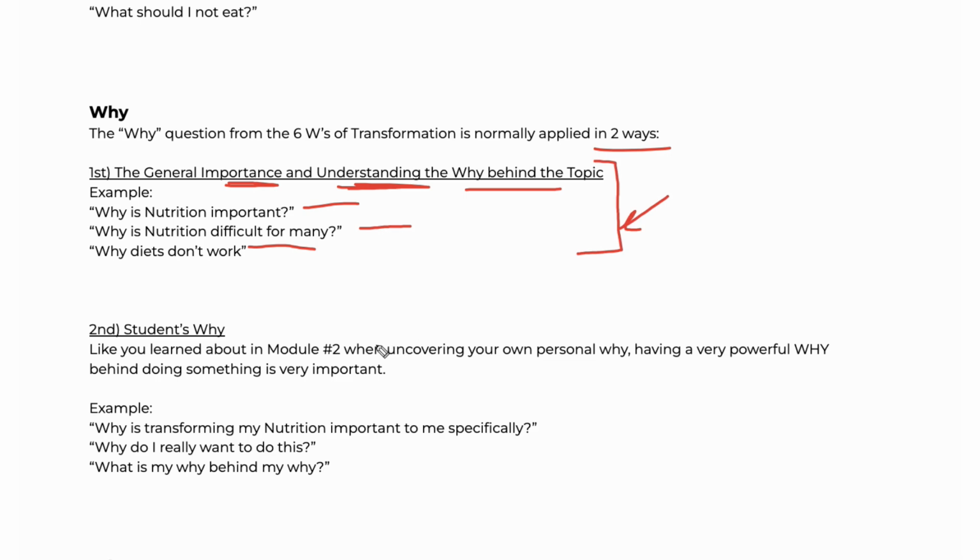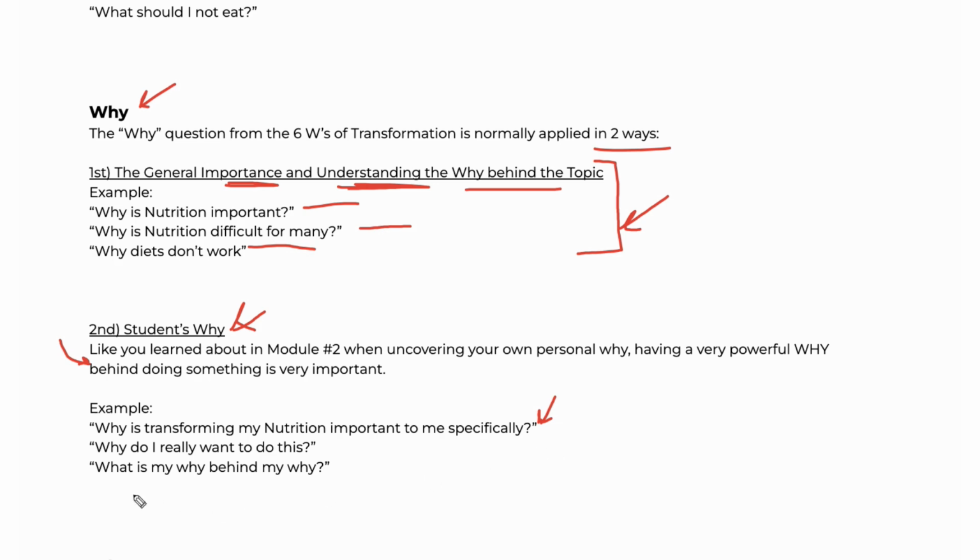Then the second way that the why is applied is understanding the student's why, right? So much of what we learned about in module number 2, we talked about uncovering your personal why. We talked about having a powerful, clear why behind the reason you are doing something, having a purpose. All of that really falls into this usage of the question of why. So we talk about, hey, why is transforming my nutrition important for me specifically? Why do I really want this? Why is it that I have this reason, and what is my why behind my why?